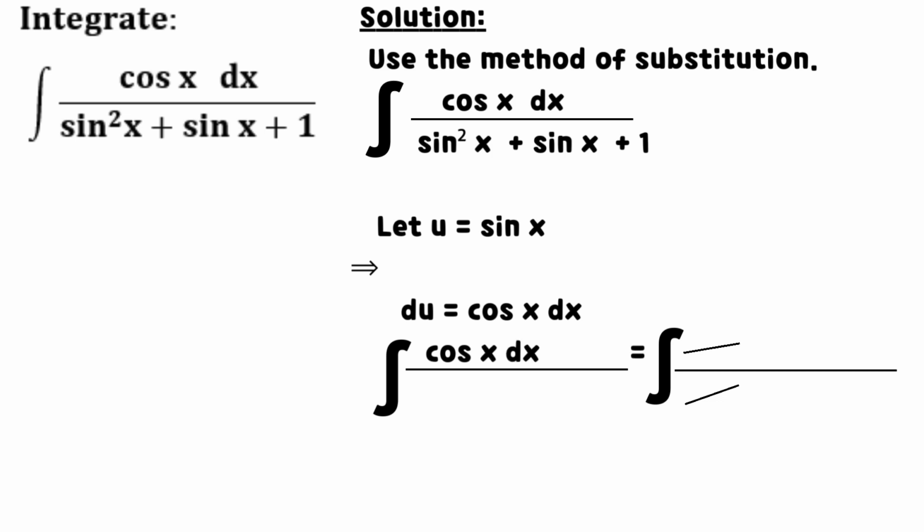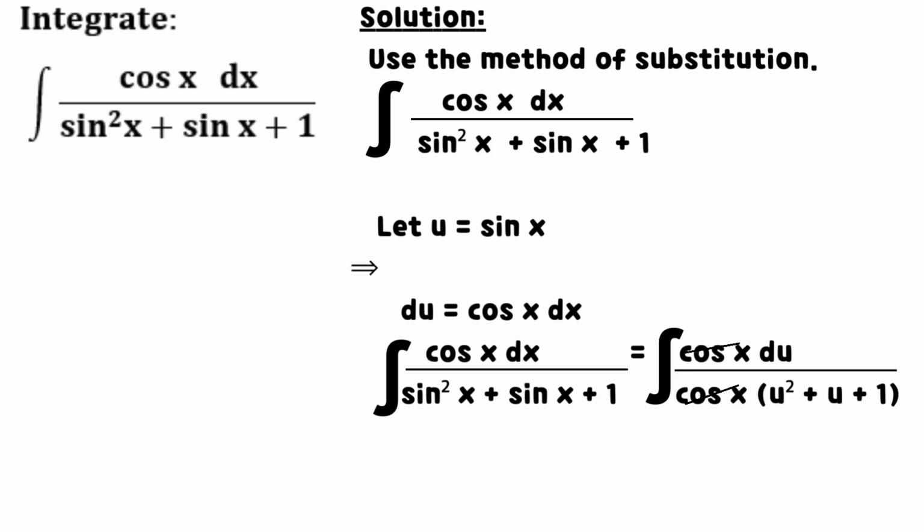We begin by assigning a variable to our selected function. In this case, let u equal sine x. It implies that du equals cosine x dx. So we replace dx with the value of du we obtained in the integral expression.